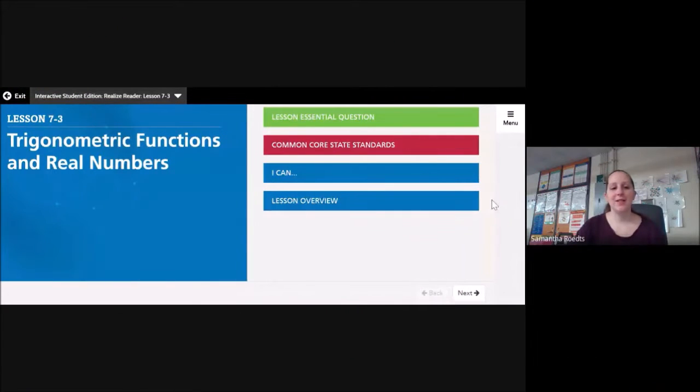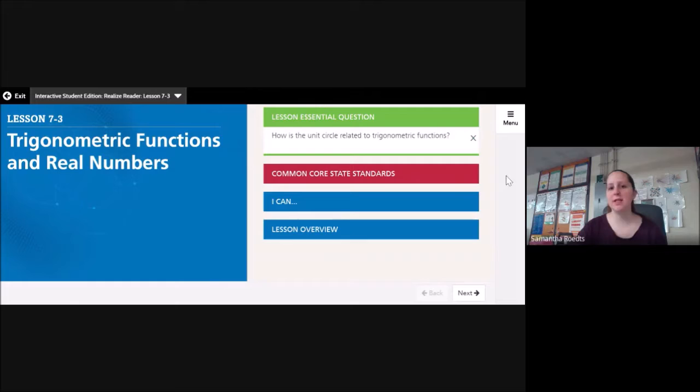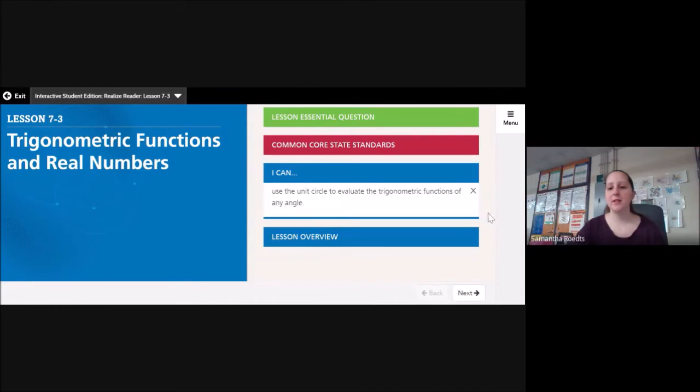All right, this is Unit 7, Lesson 3, Trigonometric Functions and Real Numbers. So our lesson essential question is, how is the unit circle related to trigonometric functions? And at the end of this lesson, you'll be able to use the unit circle to evaluate the trigonometric functions of any angle.